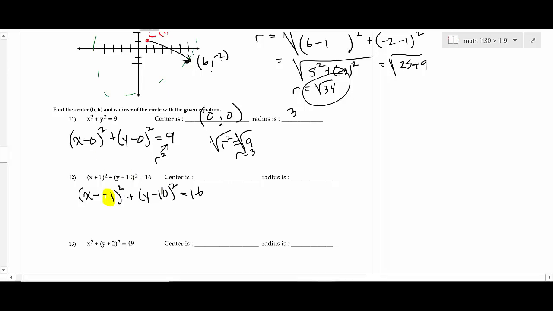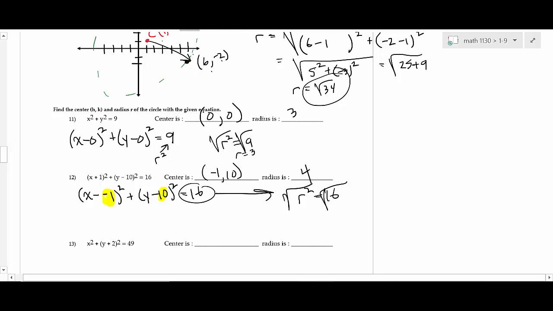Thank you, negative 1, 10. Okay, it goes like that. Now what you can do on this is you just learn to think of what makes that 0. Negative 1 makes that part 0. 10 makes that 0. Therefore, your center is negative 1, 10. And that comes from the standard form like that, so that would be your center. What's the radius? It's not 16. What is it? It's 4, because that's r squared. So r is equal to 4.